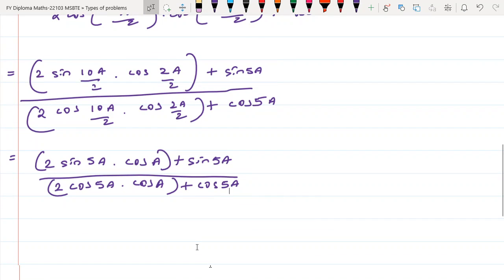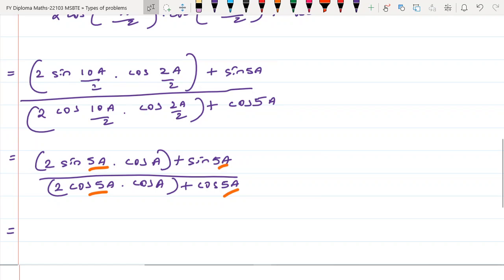Okay, now if you see, there's a pattern here. The numerator and denominator have the 5a angle as common, so let's get this common angle, this one, right? If you see, this 5a and this 5a is common, this 5a and this 5a is common, so let's get the common angle, and then let's see how it functions.